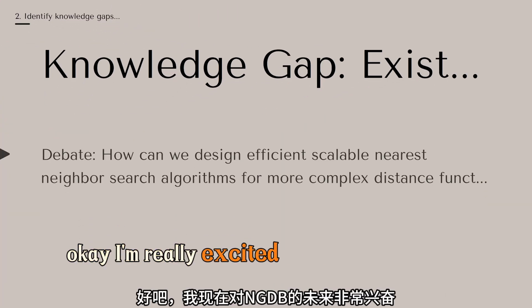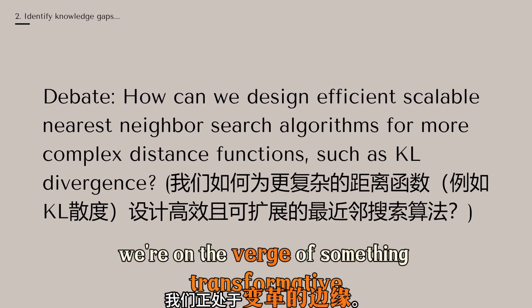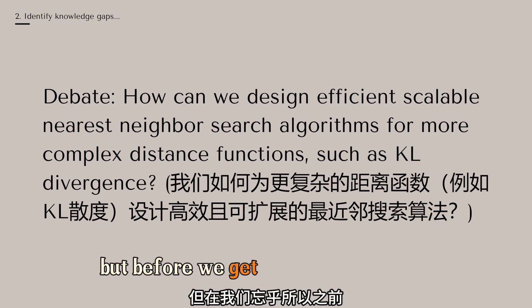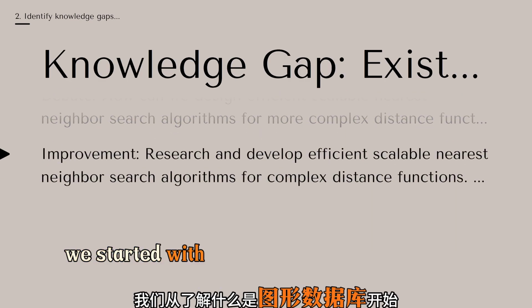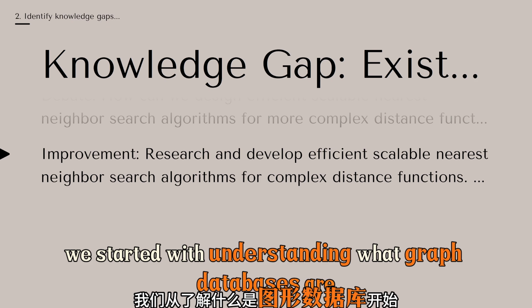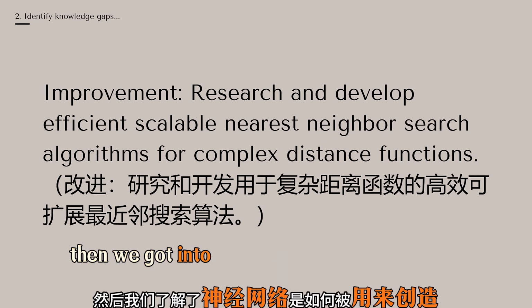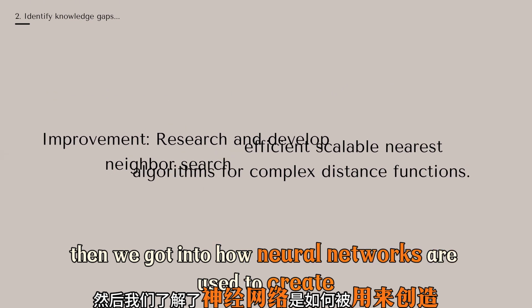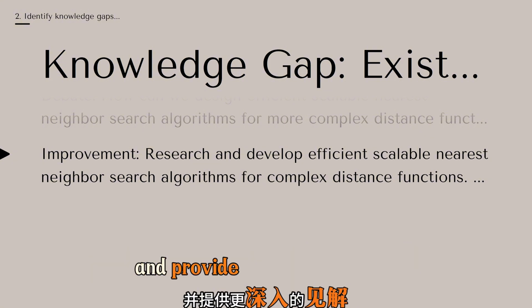Okay, I'm really excited about the future of NGDBs now. Feels like we're on the verge of something transformative. But before we get too carried away, let's reflect on what we've learned so far. Sounds good. We started with understanding what graph databases are, why they're so good at analyzing those relationships in data. Then we got into how neural networks are used to create NGDBs. Systems that can fill in those missing connections and provide deeper insights.